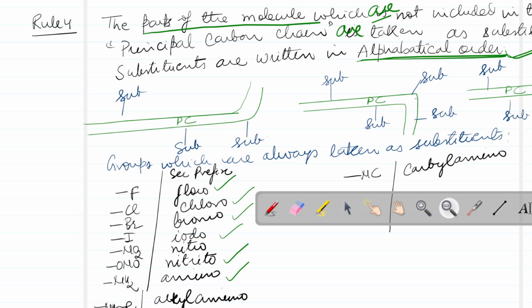This NHR, it is alkyl amino, right? NC, it is carbyl amino, that we would learn while practicing the nomenclature. You just learn that all halogens are always taken as substituents. If you find fluorine atom, then it would be named as fluoro. Chlorine atom is named as chloro. Bromine as bromo. Iodine as iodo. NO2 is named as nitro. Then ONO, it is nitrito. NH2, amino. NHR, so it is alkyl and amino, so alkyl amino, like that, right? NC, carbyl amino, right?